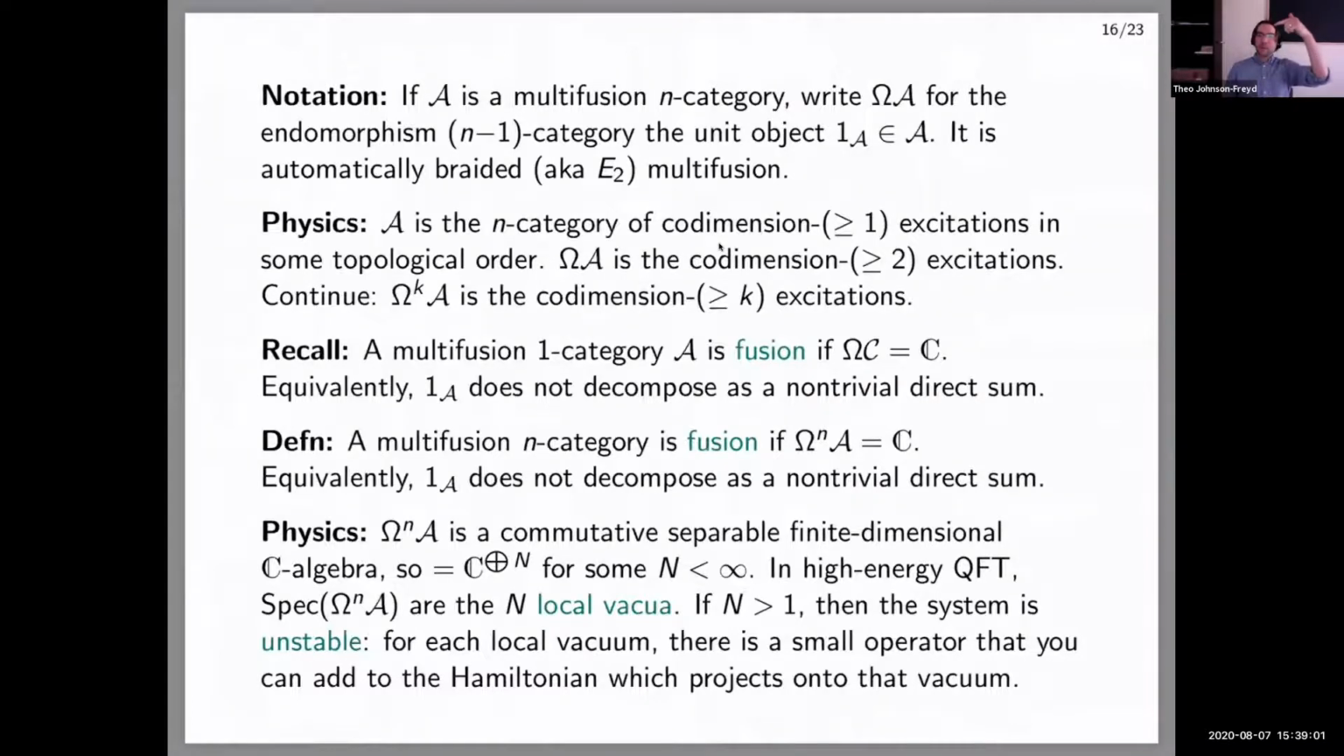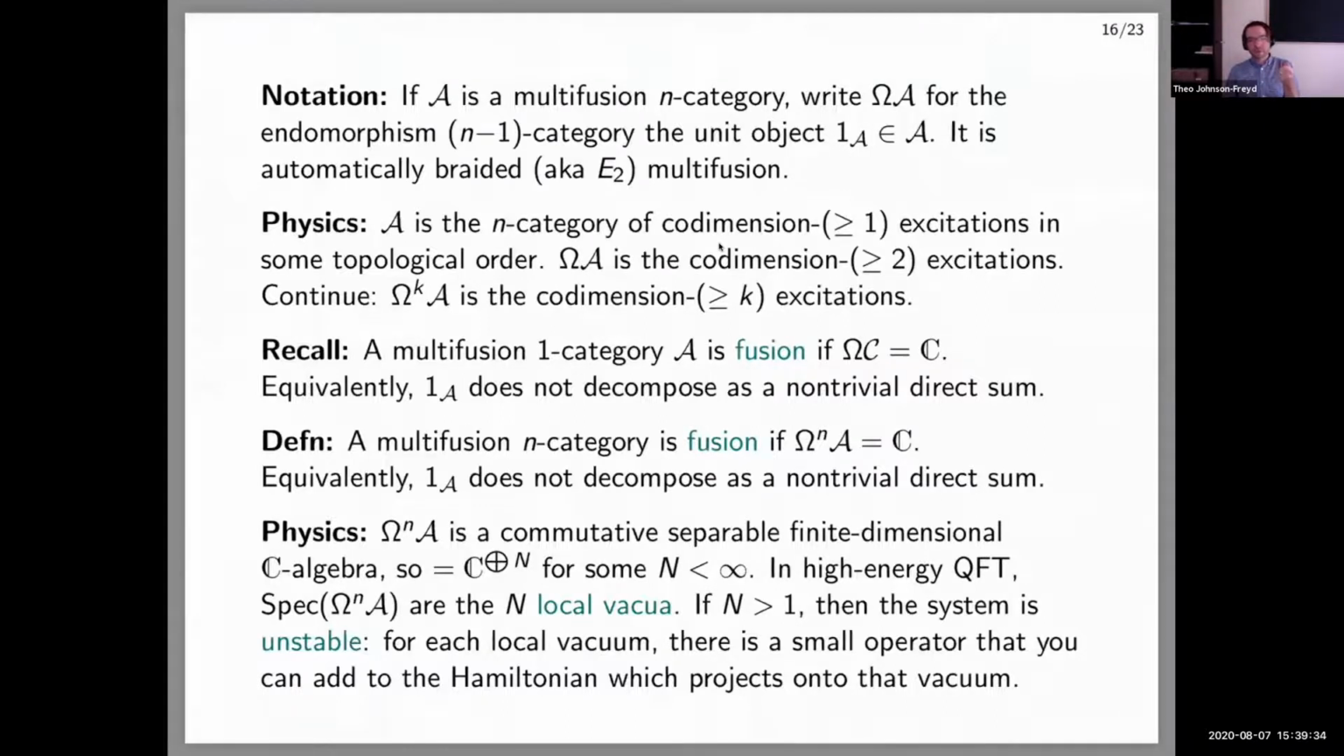You could just look at the zero space-time dimensional excitations, the vertex operators in your theory. This will always be a commutative algebra, and it may or may not be one-dimensional. And the spectrum of this commutative algebra is what a high-energy theorist would call the set of local vacua in your theory. A multifusion category, for me, will be called fusion exactly when this commutative algebra is just the complex numbers and not of higher dimension than that.